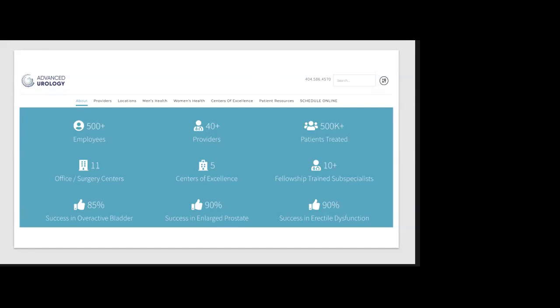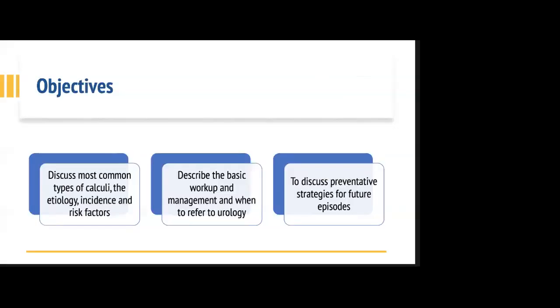So it's important to be able to minimize patient factors and risks and reduce the frequency of these emergencies, if not prevent them altogether. And so the objective of the talk today is really to just discuss the most common types of stones, the etiology and risk factors for these stones, to describe the basic workup in terms of management, when to refer to us, and then to just discuss preventative strategies for future episodes.